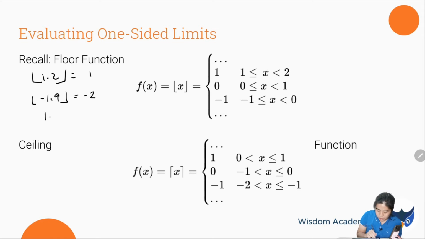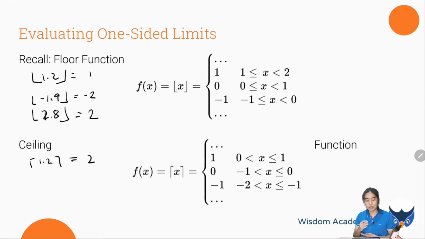So, if 2.8, floor function natin siya, magiging 2. So, i-round down lang palagi. For ceiling function naman, ganun din. So, 1.2. Ceiling of 1.2 is 2. So, ceiling function on the other hand is round up. So, floor function round down, ceiling function round up.